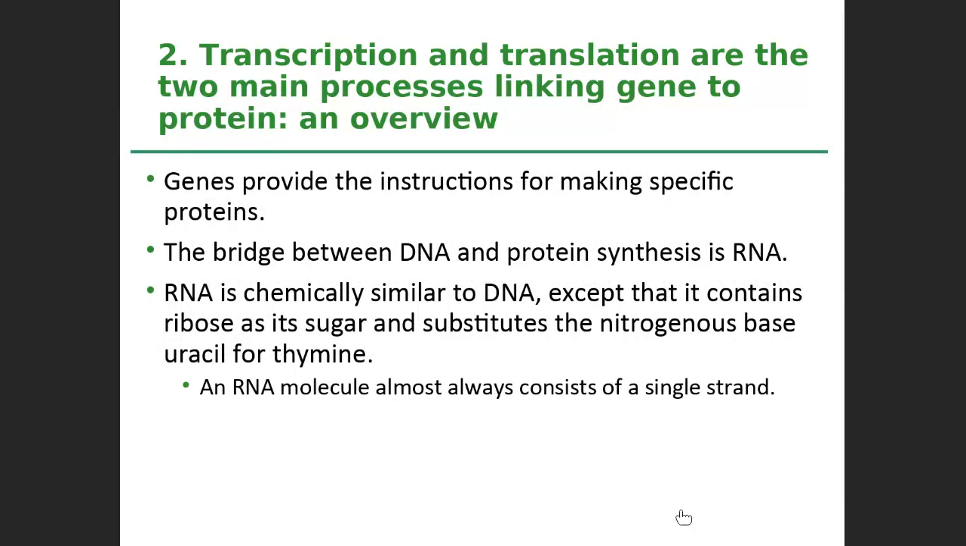So genes provide all the instructions for making specific proteins, and it's all those proteins that enable an organism to exist. And the bridge between DNA and protein synthesis is RNA. So DNA will be transcribed into RNA. Later, the RNA will be translated into protein. RNA is a molecule chemically similar to DNA, but instead of deoxyribose as the sugar, it's just ribose. And instead of thymine, RNA uses uracil. And uracil is chemically similar to thymine.